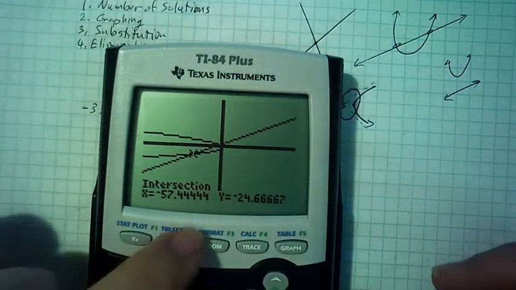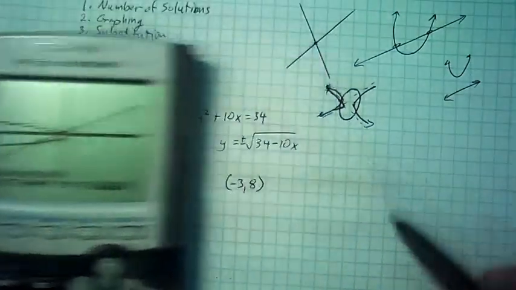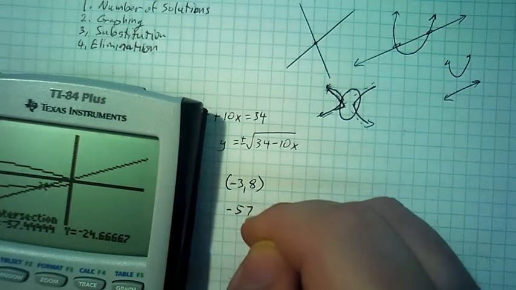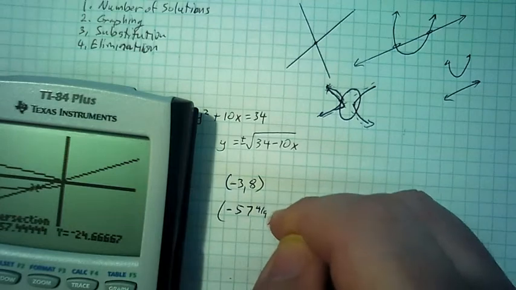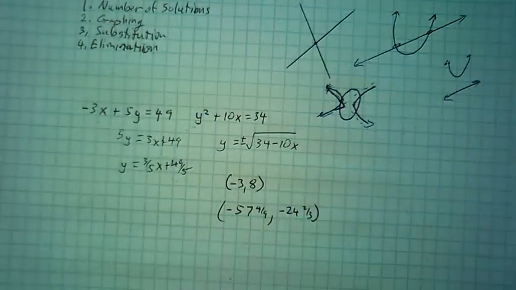Which wasn't in the answer key for your book. They obviously didn't expect you to notice there was another one down there when you did this on your calculator. Because they think so little of you. Me, on the other hand, I believe you can do it. Negative 57 and 4/9 and negative 24 and 2/3. Not a whole number either.